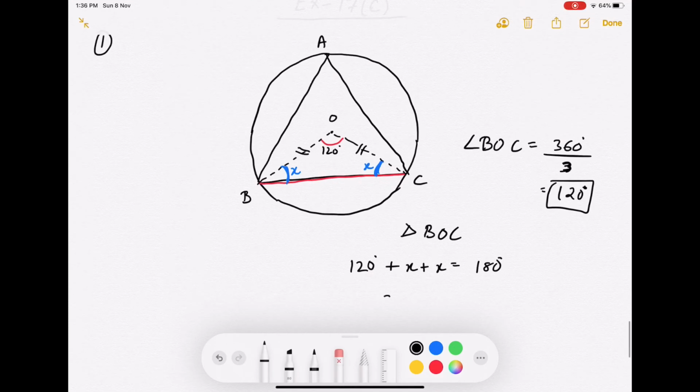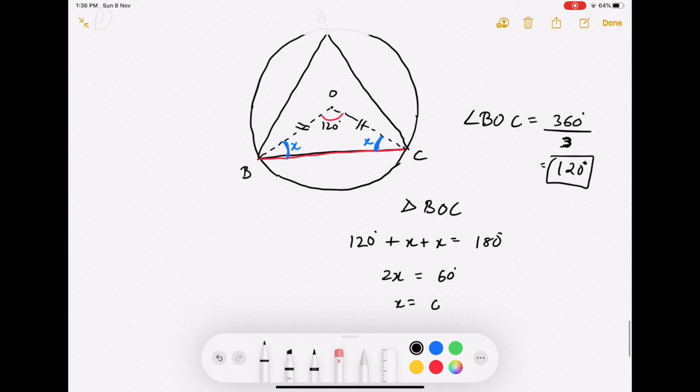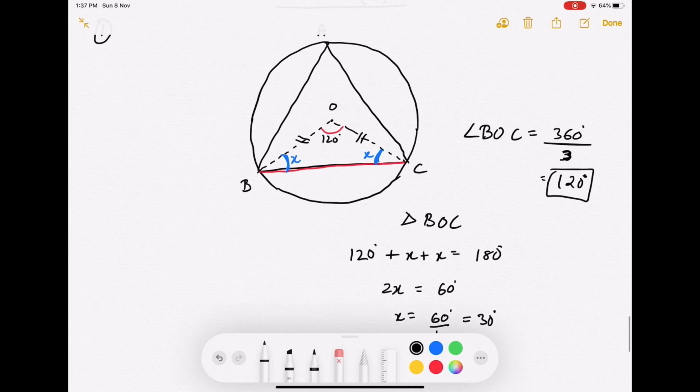Therefore I can say that 2x is equal to 180 minus 120, which is 60. So x is equal to 60 by 2, which is 30 degrees. So angle OBC is equal to 30 degrees. This is the answer to my second part.